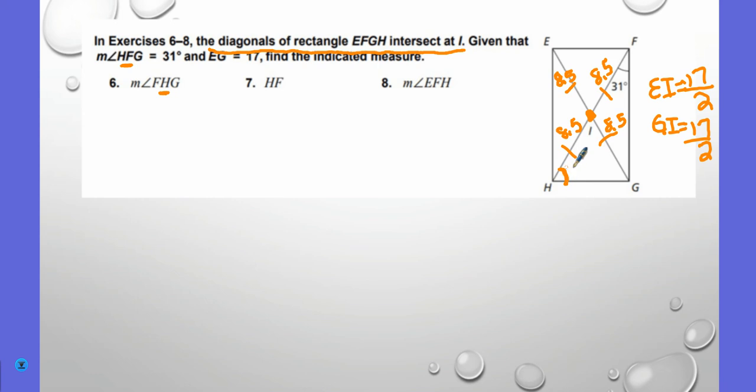If this is a rectangle, then they told us something about the sides. This side should be parallel to that side. And let me just put my parallel symbols on it. Opposite sides are parallel. So what that's saying is, if opposite sides are parallel, then this little line right here, FH, is a transversal. So these are what we call alternate interior angles. So if this one is 31, then this little angle right here is also 31.